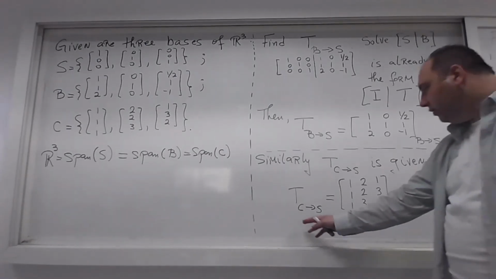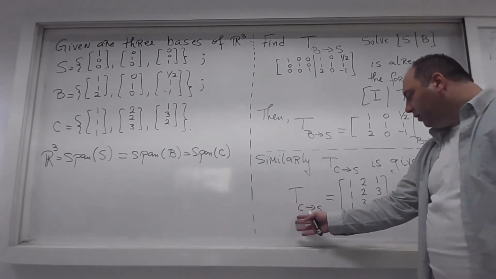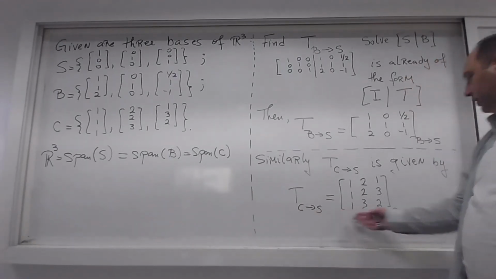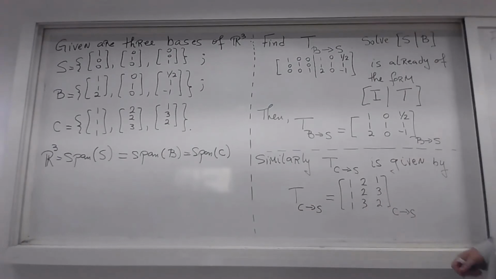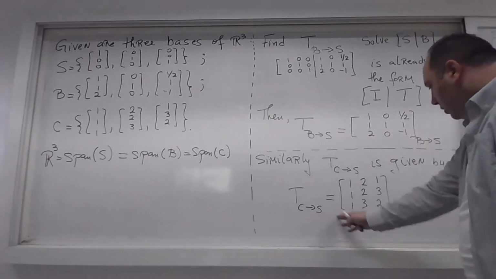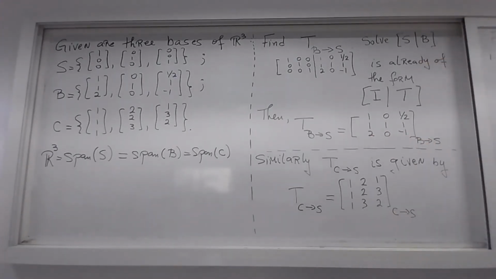So whenever you have a transition matrix from some weird basis into the standard basis, the transition matrix is just the column vectors of the weird basis. So here, those are column vectors of B, here are the column vectors of basis C. So that's the easy part.